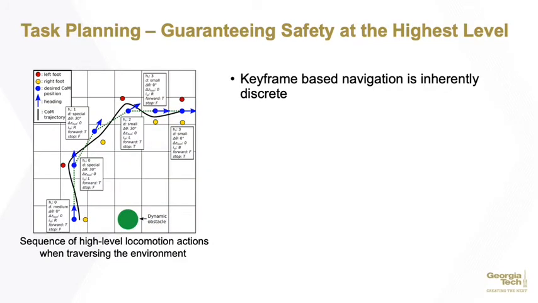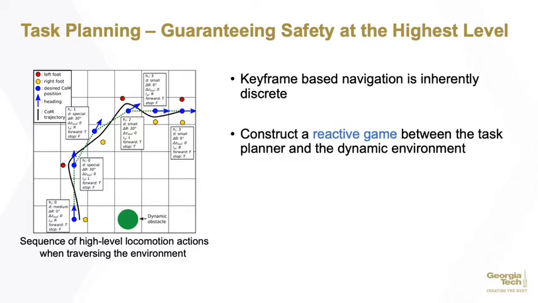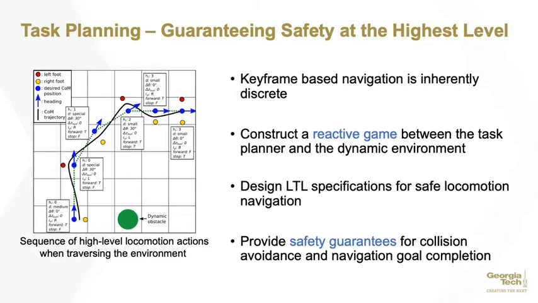Keyframe-based locomotion is inherently discrete and allows us to design a discrete high-level navigation planner. To guarantee high-level safety, we construct a reactive game between the robot and the environment using linear temporal logic synthesis. We generate LTL specifications that govern how the game is allowed to evolve. Within these specifications, we encode goal completion, collision avoidance, and locomotion safety properties.